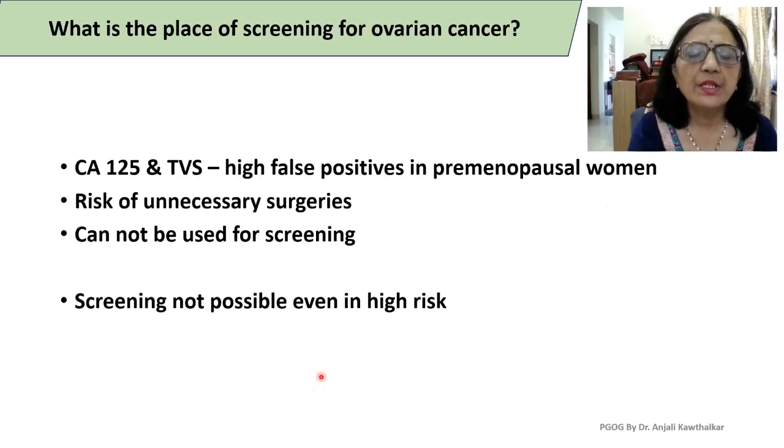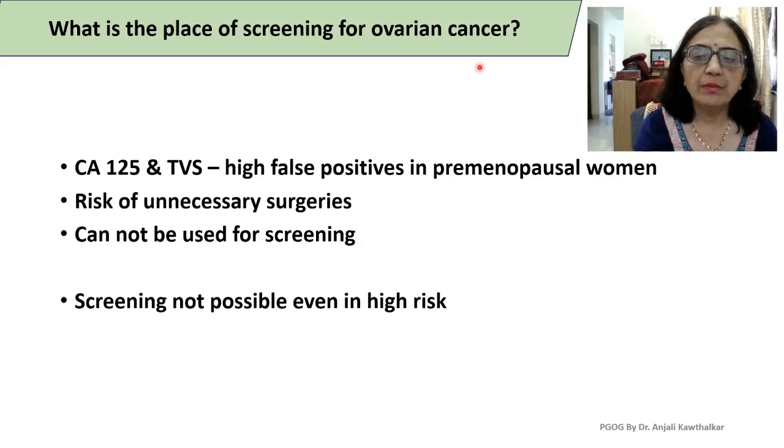What is the place of screening for ovarian cancer? If you are asked whether there is a way we can screen the low risk or high risk population for the development of ovarian cancer, your answer should be that, as far as screening for ovarian cancer goes, it is a failure. The reason is that when we do CA-125 or transvaginal sonography, it is associated with high false positives in premenopausal women, especially. CA-125 is not at all specific for ovarian cancer in premenopausal women.